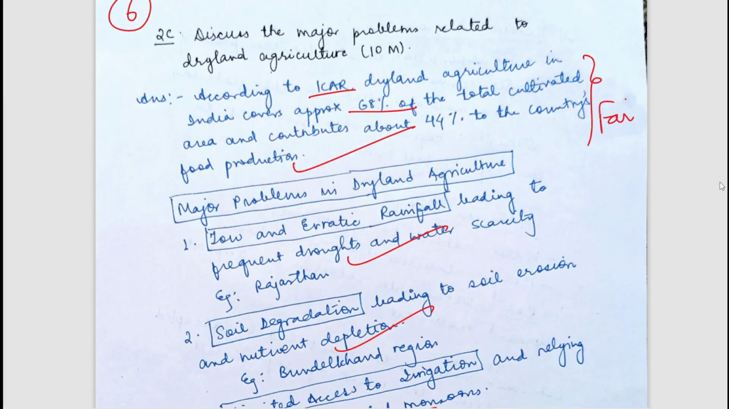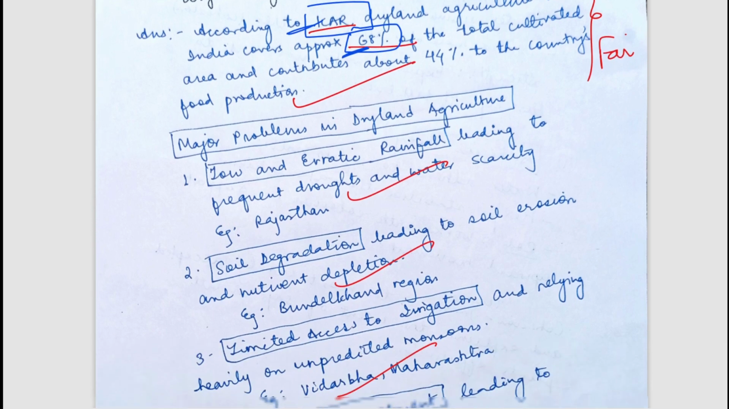The next question is: discuss the major problems related to dry land agriculture. We all know that in India, dryland agriculture covers about 68%. You can see facts have been used, and whenever you use facts, try to write the source of the facts, as the student has done here. These facts are taken from ICAR. That is, according to ICAR, India covers this percent of dryland agriculture.